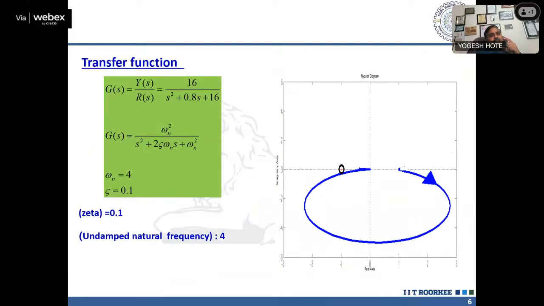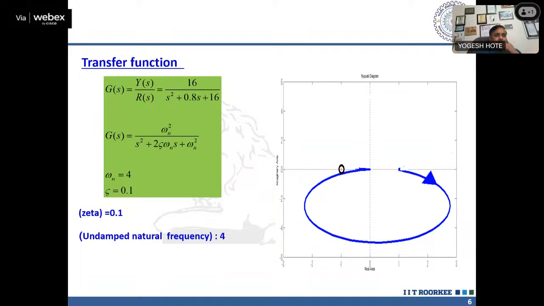This is in the frequency domain, and now we come to the same thing in this way: 16 divided by s square plus 0.8s plus 16. If we compare with the standard second order model, omega n square divided by s square plus 2 zeta omega n s plus omega n square, where omega n is the undamped natural frequency and zeta is the damping factor, we find that zeta is 0.1 and omega n is 4. So this is a second order model, and earlier there was also a second order model. And we got this type of plot.